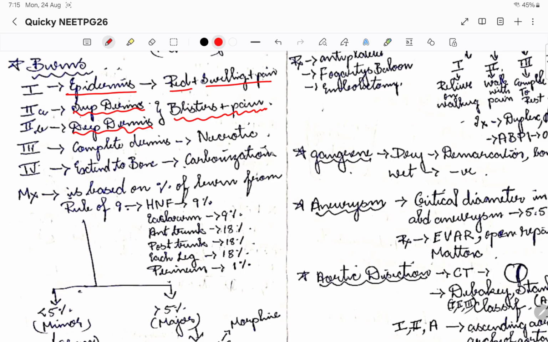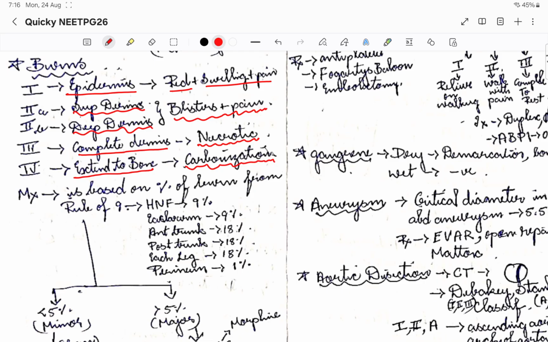Then coming to third degree burn, it is going to be the complete dermis, where the necrotizing material can be seen, whereas if it extends till bone, it is going to be a carbonization feature, with all the charring and all. So it extends till bone. Okay, so in a patient who is burnt to that extent, we'll use a virtual technique for autopsy.